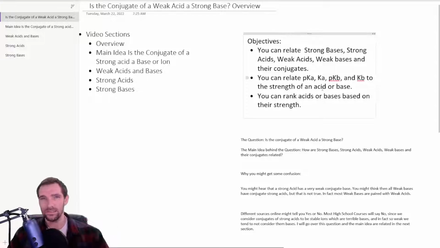And then you should be able to compare things and say what's a stronger acid or a stronger base, because you are going to need this in organic chemistry. If you're a biology or a chemistry major, this is going to be central to college classes. So you've got to understand the basics of acid and base strength.